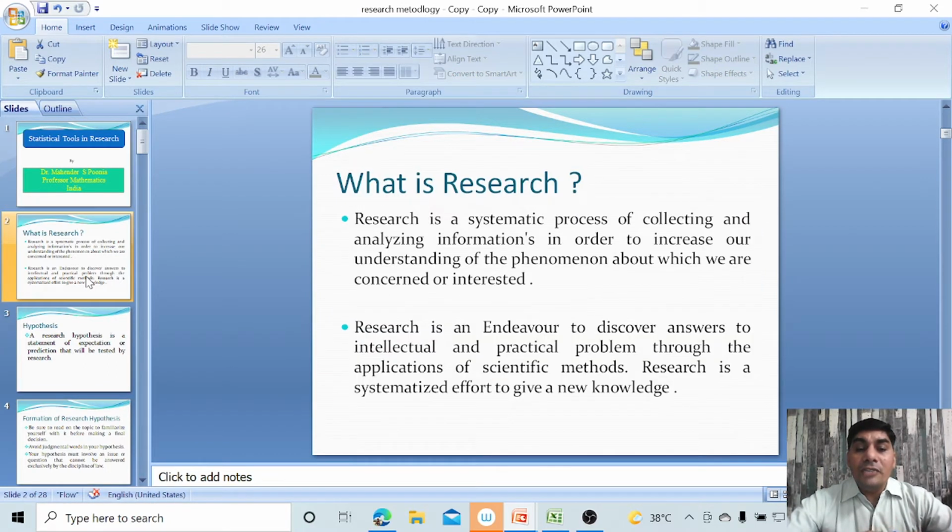According to the scientific definition, research is a systematic process of collecting and analyzing information in order to increase our understanding of the phenomena about which we are concerned or interested. That means it is the systematic arrangement of the information proved by previous authors or researchers. We have to analyze this information and arrange it into a systematic form. So this becomes our research.